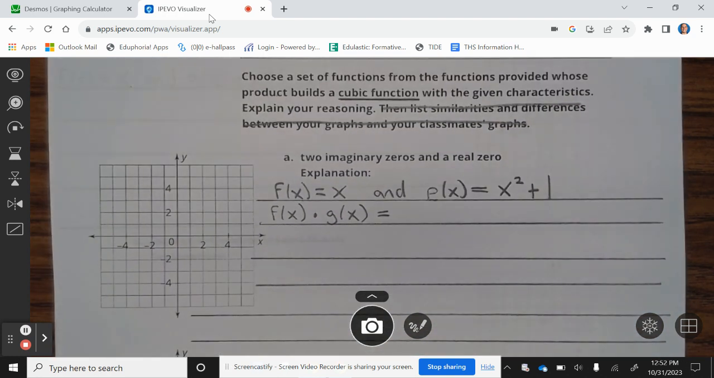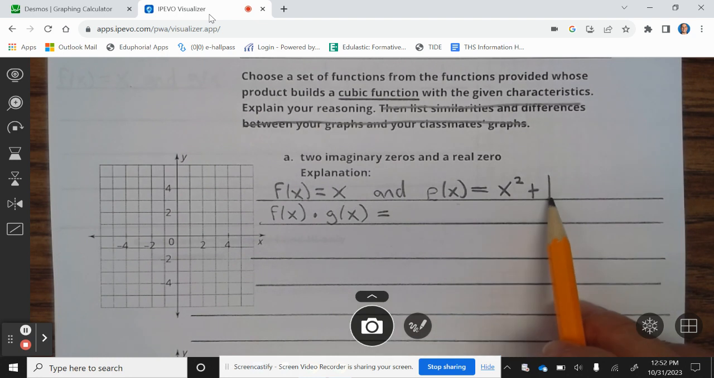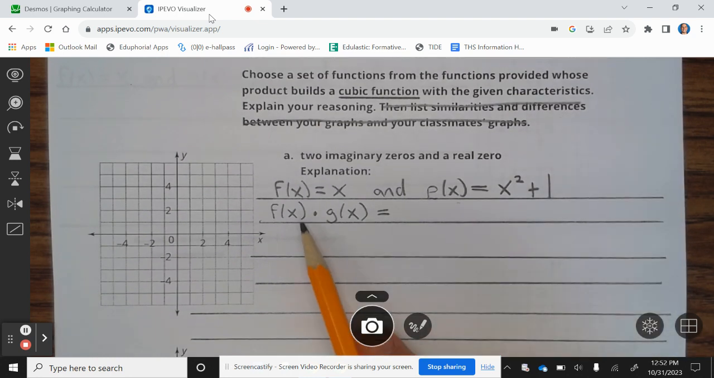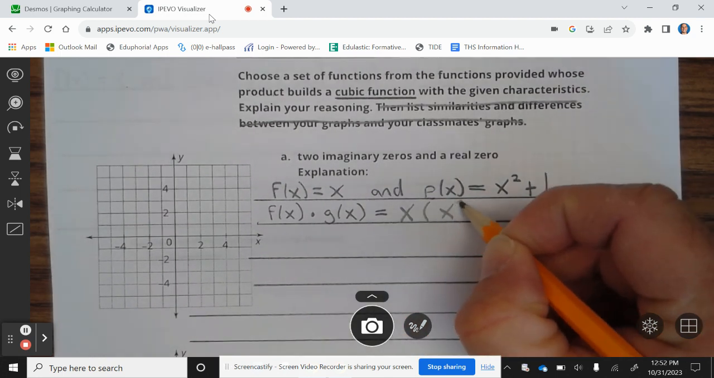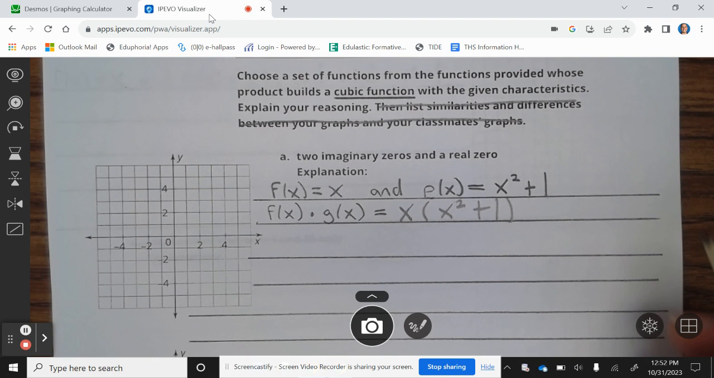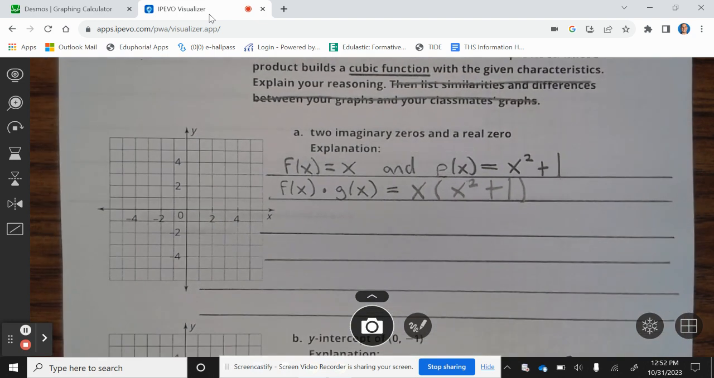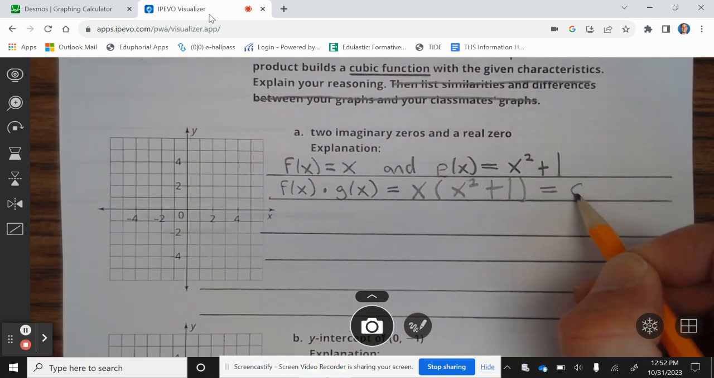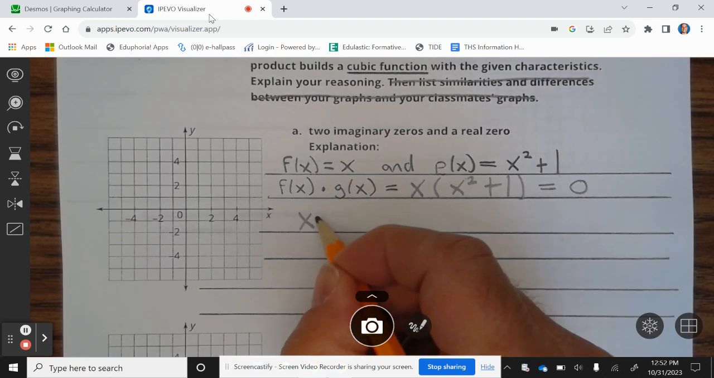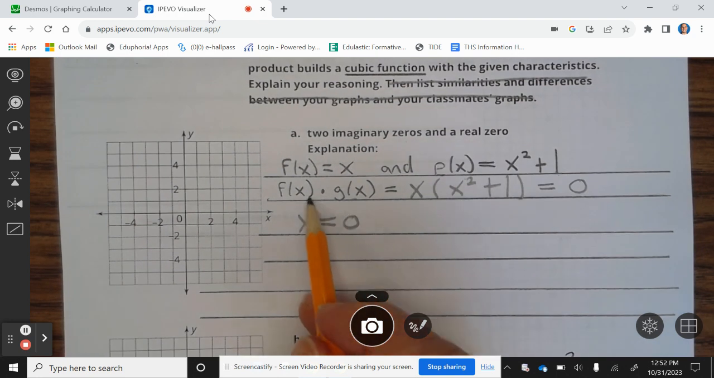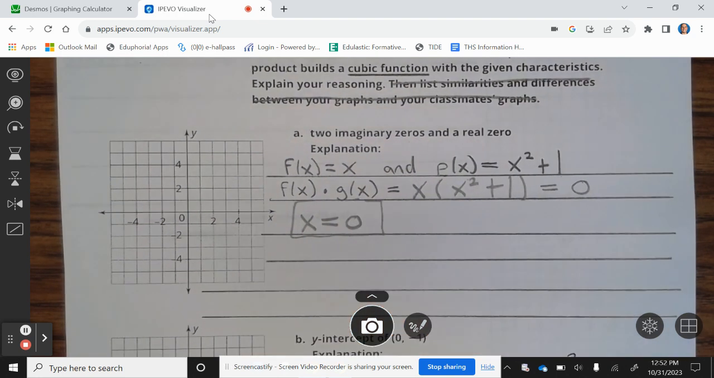Okay, so 1a, two imaginary zeros and a real zero. Well, if f of x equals x, p of x equals x squared plus 1, then let's have f of x times g of x, which is x times x squared plus 1. Now, we're going to set it equal to 0 because we're talking about the zeros, and we're going to solve. So that's x equals 0. There's your real 0.